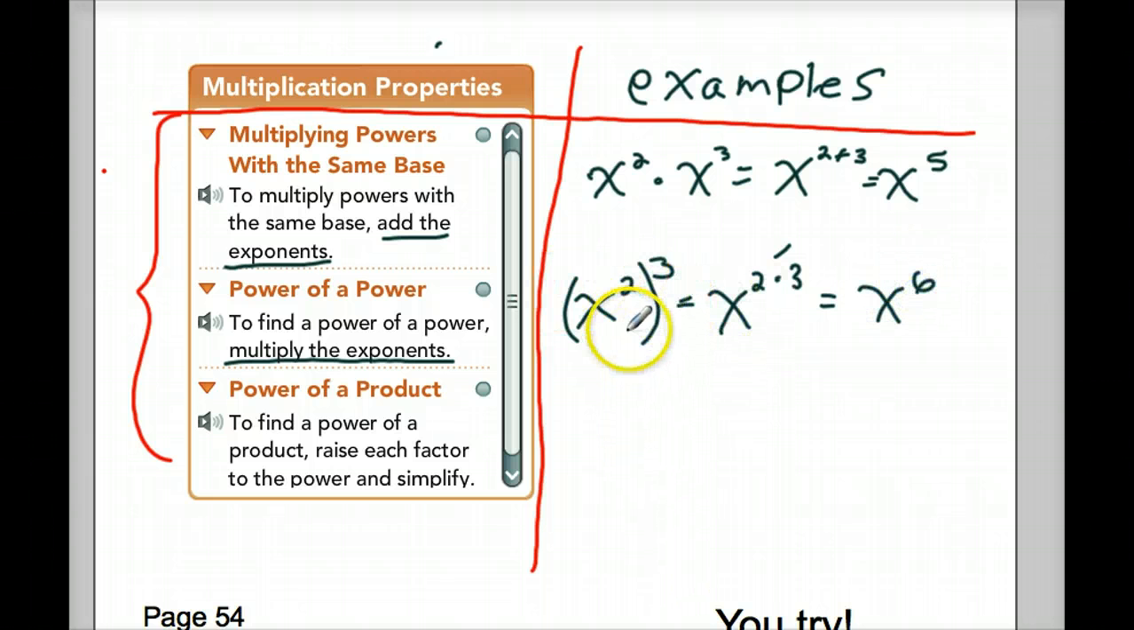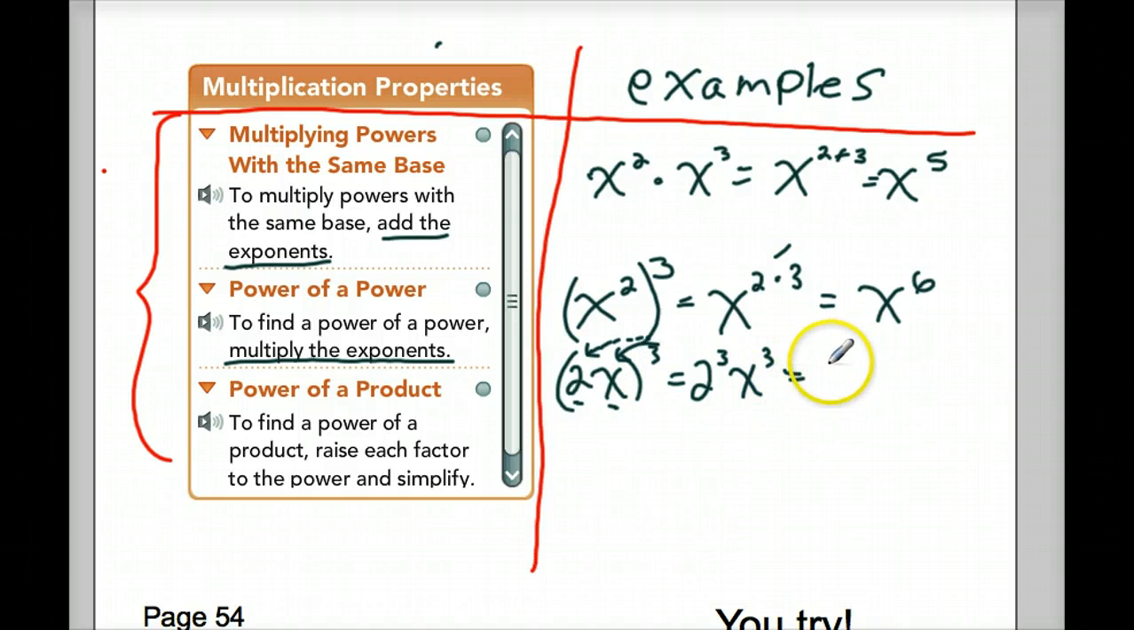Now, a lot of times you'll see these, and they'll look like (2x) to the third. In that case, we want to make sure every single, what they call in this book, factor in here gets the third power to it. So what that means is we take 2 to the third power and we take x to the third power. In my class, I like to call it distributing the exponent. So what that then gives us is 2 to the third, which gives us 8. And then, of course, x to the third just stays x to the third.